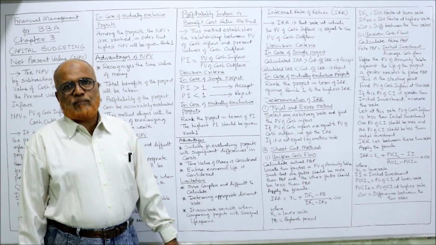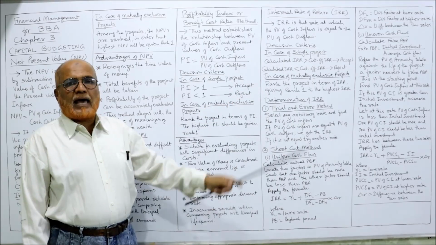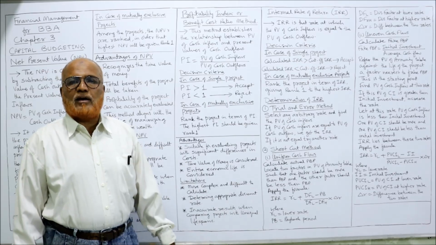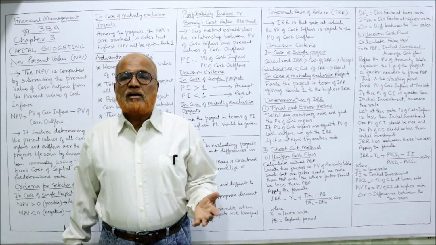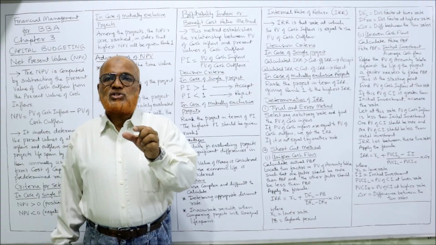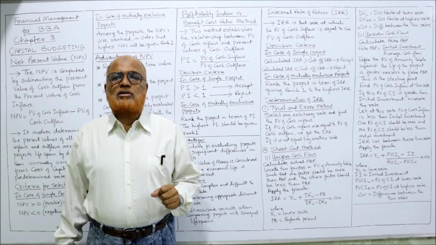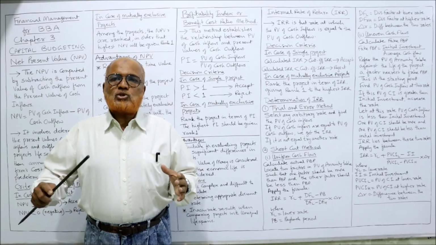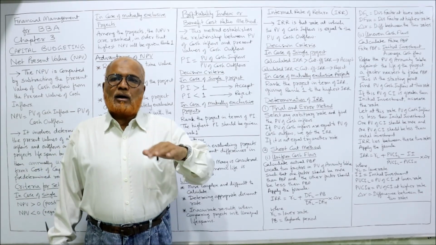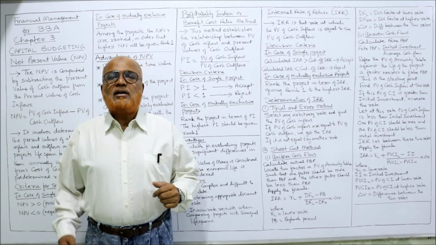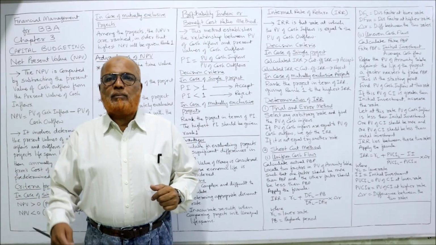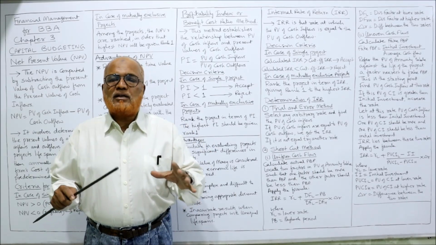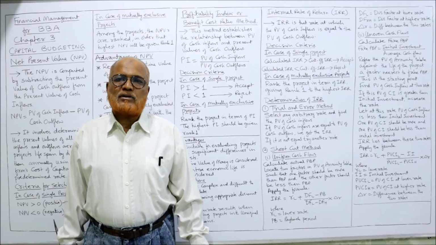Next, decision criteria. In case of a single project, the calculated IRR should be greater than the cutoff IRR. What is this cutoff IRR? This is the rate of return fixed by the management by considering the cost of capital. The company has to pay dividend on equity shares, dividend on preference shares, interest on debentures, and interest on bank loans. This dividend and interest is called cost of capital.